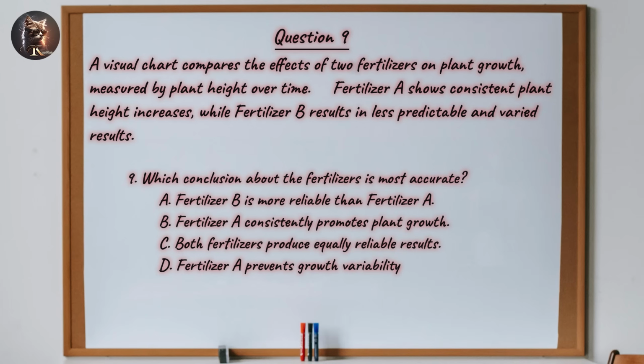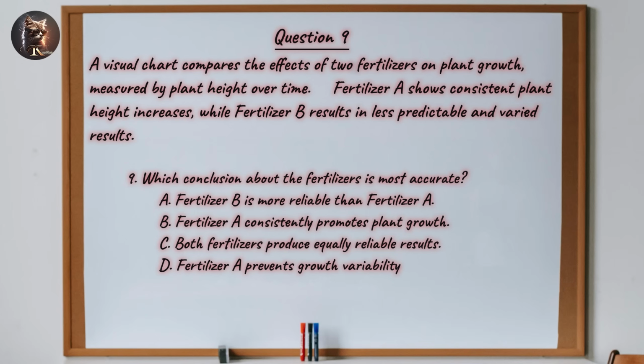Option A says fertilizer B is more reliable. But remember, the passage said fertilizer B's results were varied and unpredictable, meaning it is definitely not more reliable. So option A isn't correct. Option B states clearly that fertilizer A consistently promotes plant growth. Think carefully about the word consistent. It matches perfectly with the description we read. Fertilizer A always produces steady growth. This sounds like a good match.